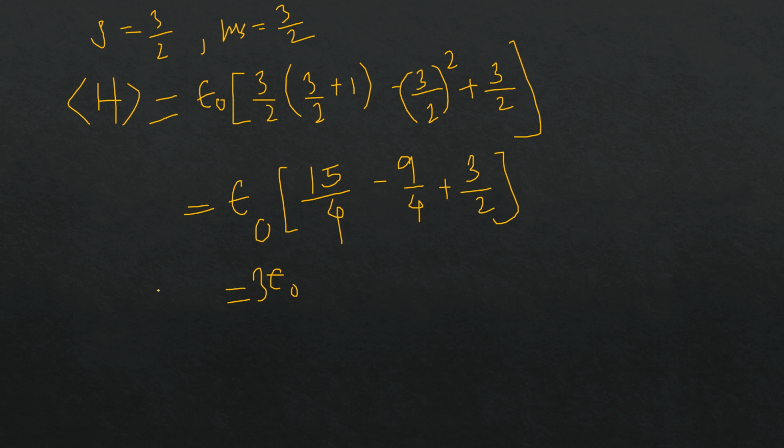So this is your first energy. E is equal to, we can write this one as E also. E is equal to 3 epsilon naught, right? Or E1. E1 is equal to 3 epsilon naught. Exactly like that. Now we'll do what? We'll put S is equal to 3 by 2, and take the second value of Ms, that is 1 by 2. Ms is equal to 1 by 2.